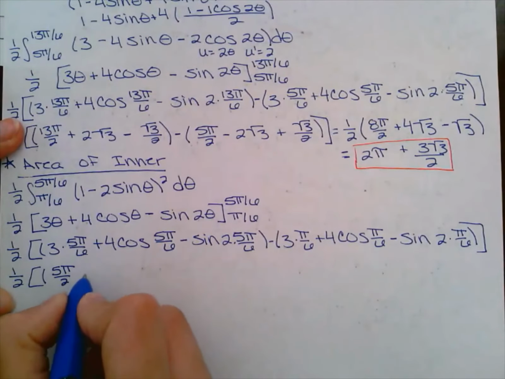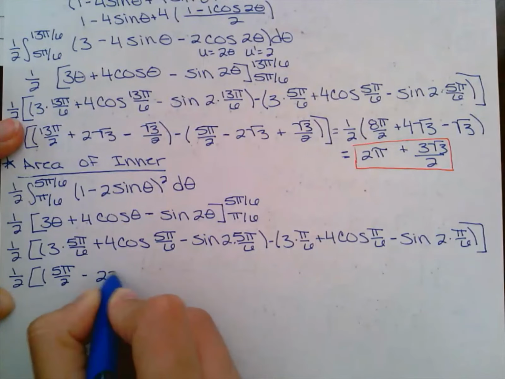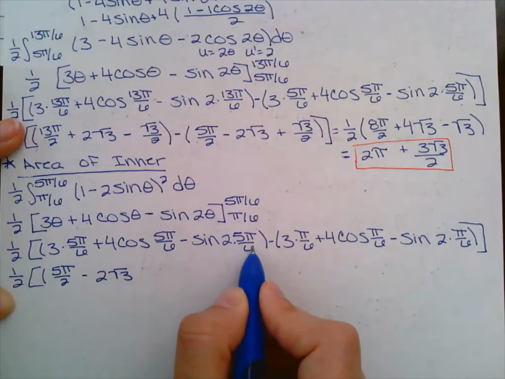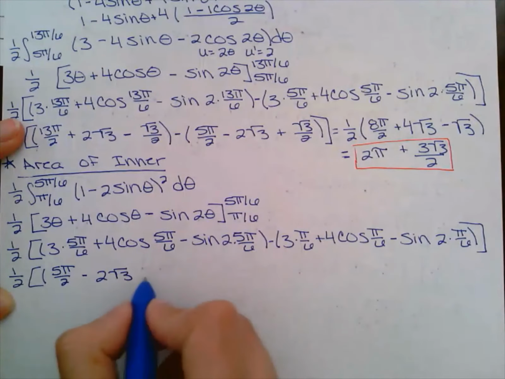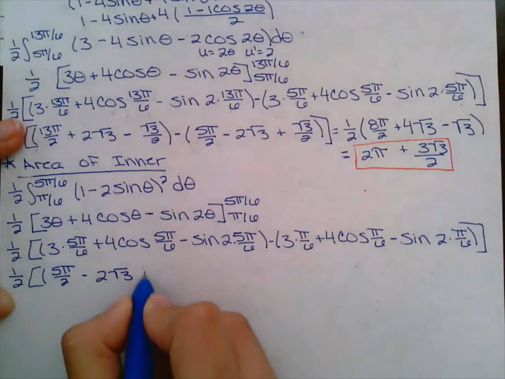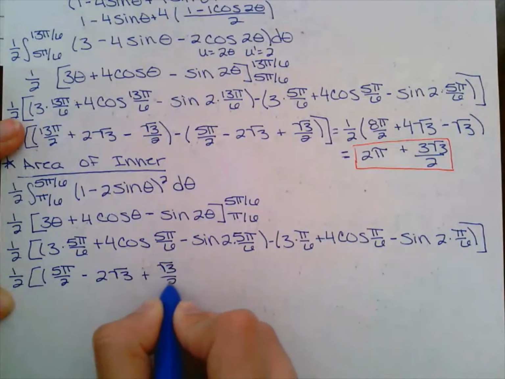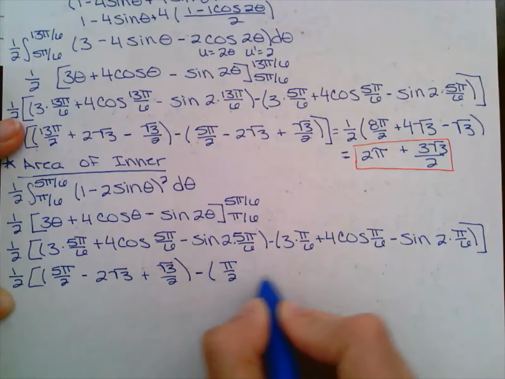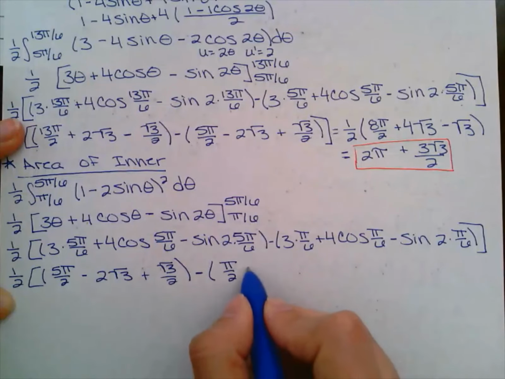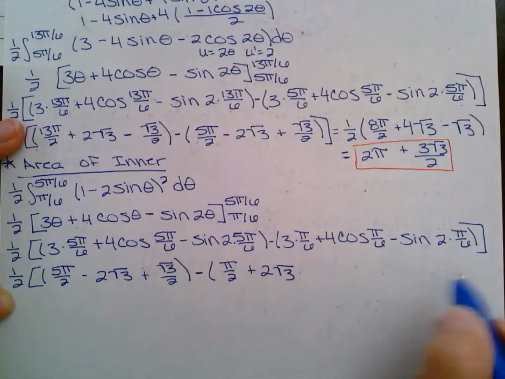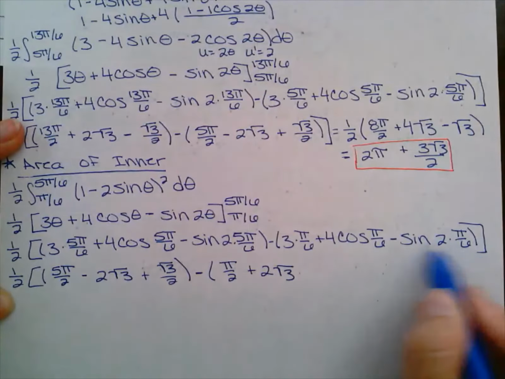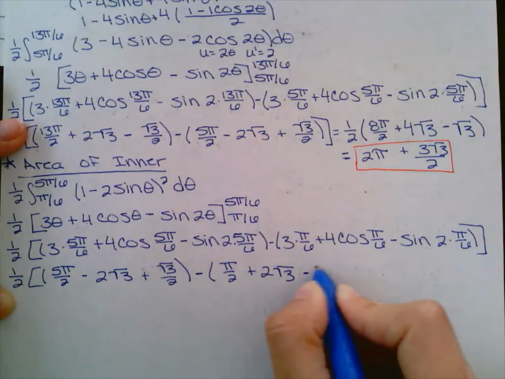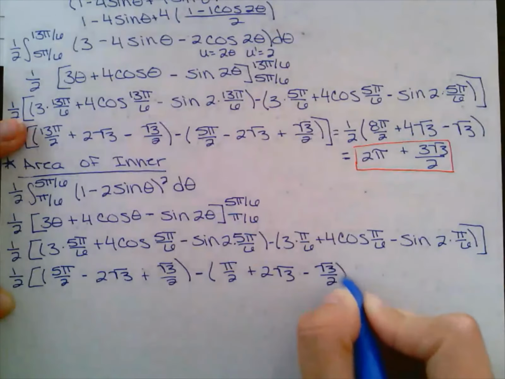So then times that 4, we end up with a negative 2 square root of 3. And then 2 and the 6 reduce, 5 pi over 3. Find the sine of that. And then times that negative, we end up with a positive square root of 3 over 2. That 3 and that 6 reduce. Cosine of pi over 6 times 4. And then the 2 and the 6 reduce. Sine of pi over 3. With that negative then involved, we have a minus square root of 3 over 2.